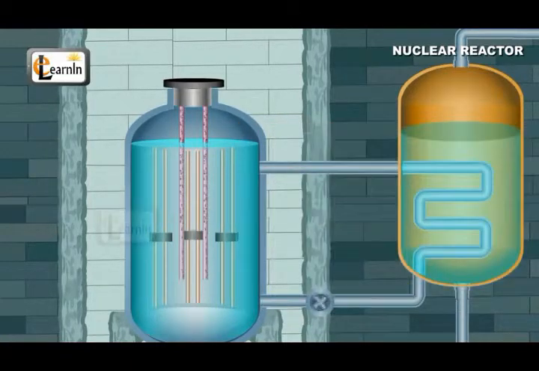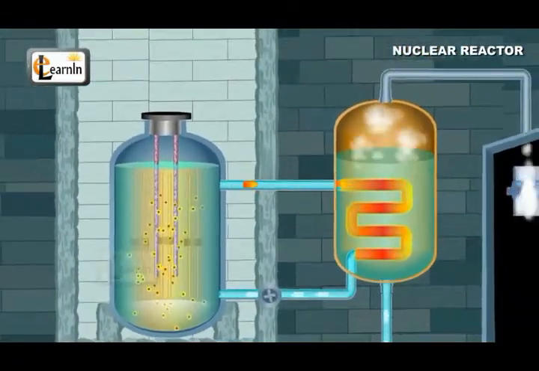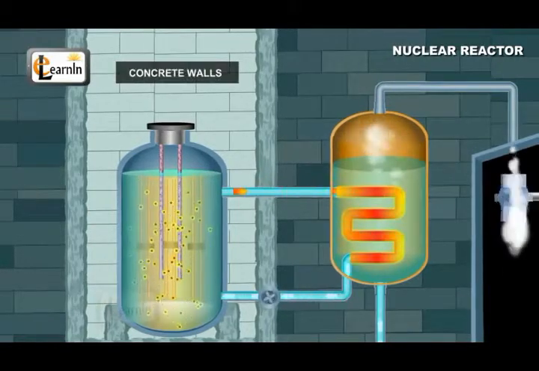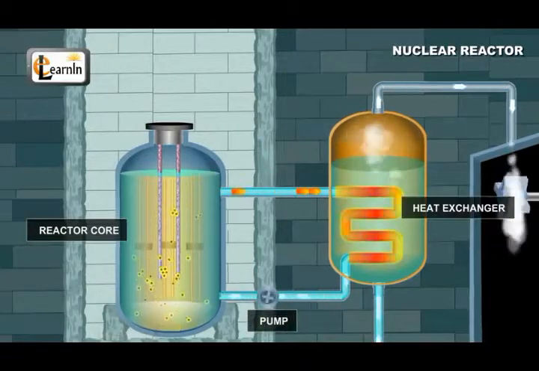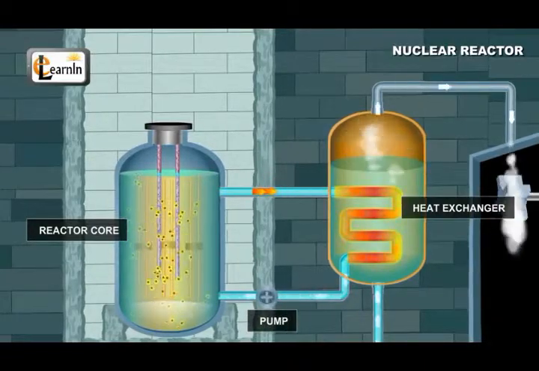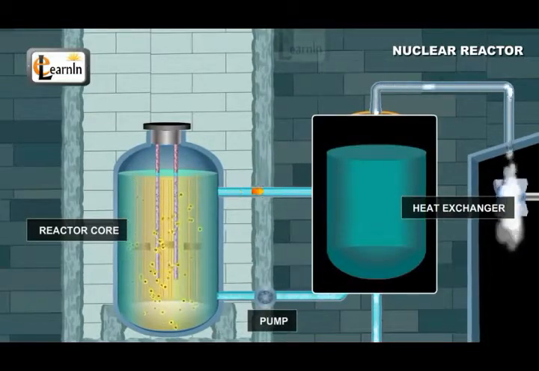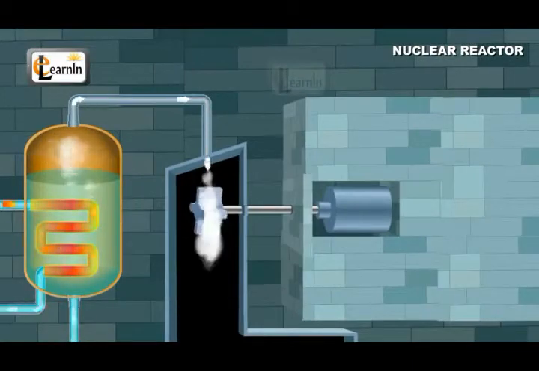Now that we know the components of a nuclear reactor, let's understand the working of a nuclear reactor. It is usually enclosed in a shield made of thick concrete walls. It consists of a reactor core, pump, and heat exchanger. The reactor core and the pump are placed in contact with the water, which is usually the heat exchanger in these reactors, due to the enormous amount of heat released during the fission reaction.